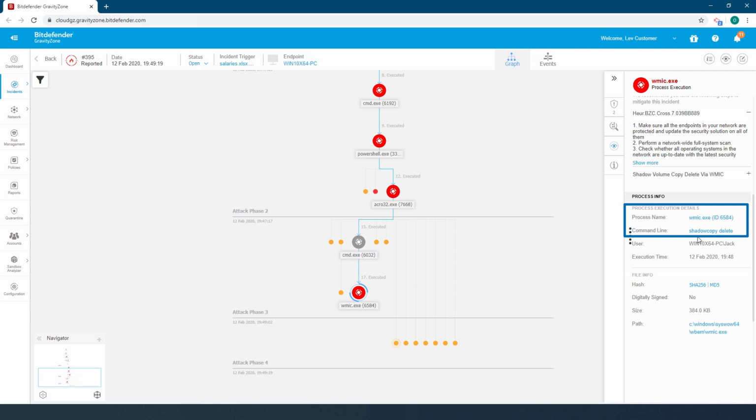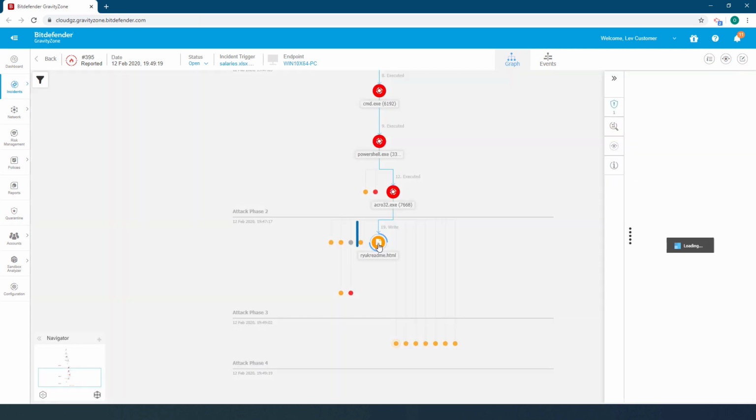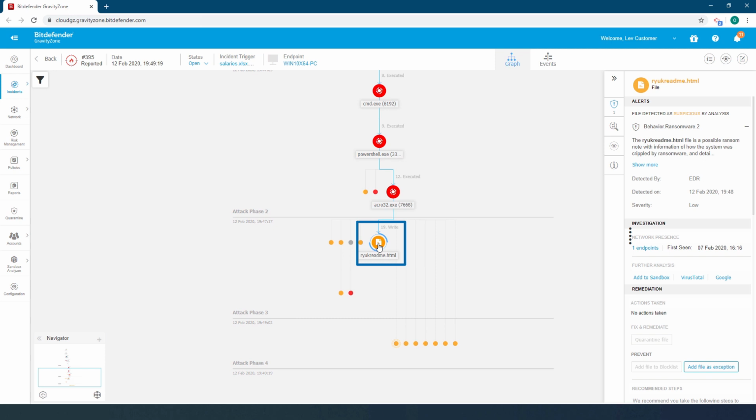If we closely look at the command line, we can clearly see the malicious behavior and the reason it was detected by our fileless attack defense module. Moving towards the end of the attack, we see that the ransomware dropped its ransom note on the system. It's now preparing to encrypt all the files and then ask for a ransom for them.